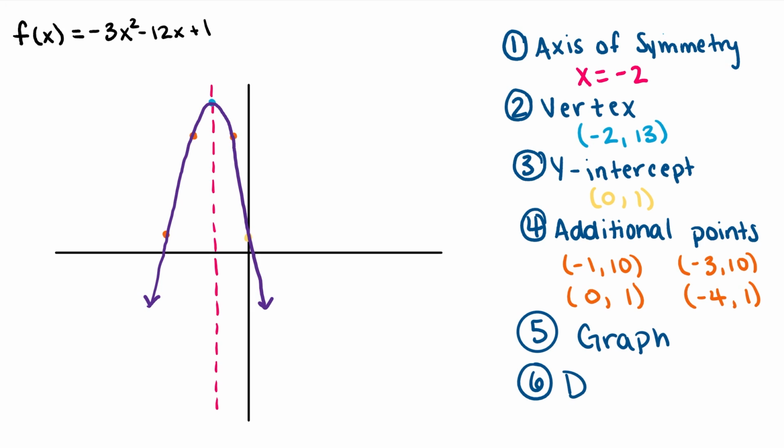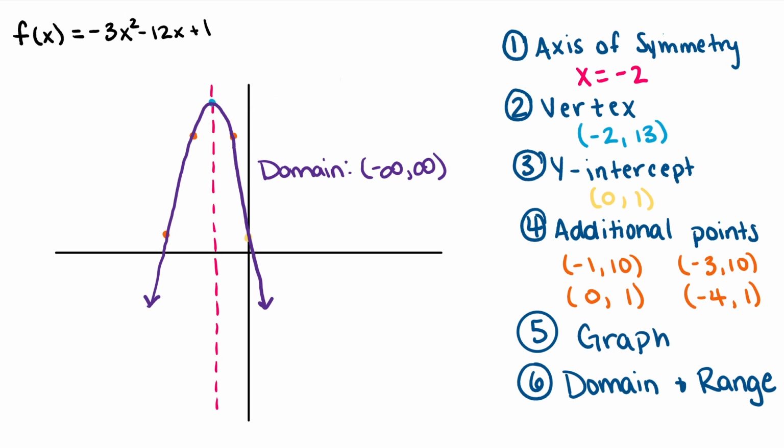And for the last step, let's identify our domain and range. Our domain is all real numbers or -infinity to infinity. Since our a term is negative and our function opens downward, we have a maximum value at our vertex, so our range becomes -infinity to 13.